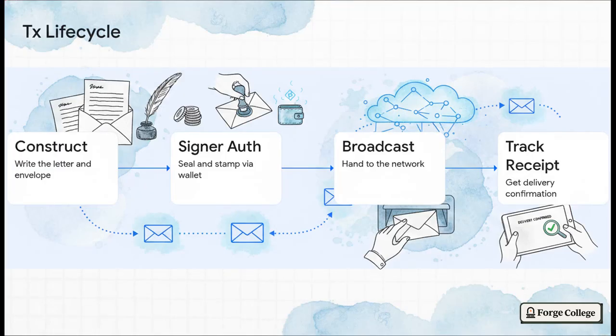You know, in Web3, when a user clicks transfer, they aren't actually moving anything immediately. It's really just an intent. Think of guiding this intent exactly like mailing a highly secure package. Step 1 is constructing the payload, so writing the letter and putting it in the envelope. Step 2 is signer authorization, where the user seals and stamps it using their wallet. Step 3 is the broadcast, literally physically handing it over to the post office, or in our case, the network. And finally, step 4 is tracking the receipt to get that sweet delivery confirmation. Literally every single Web3 transaction follows this precise engineering flow.